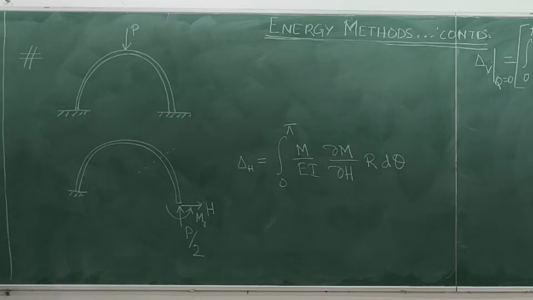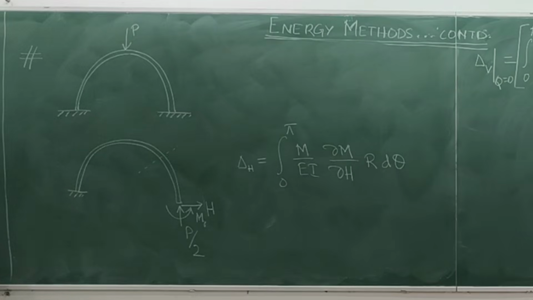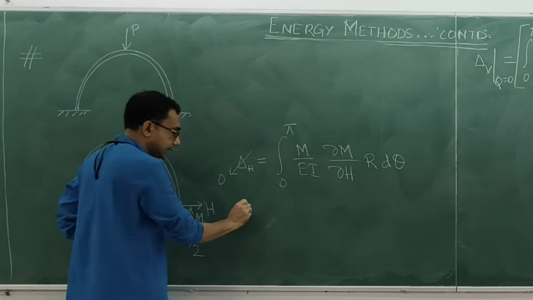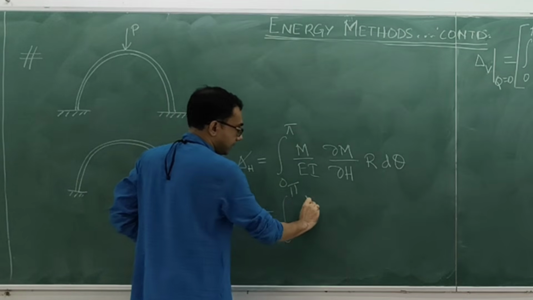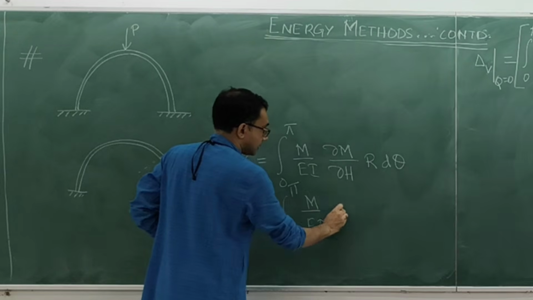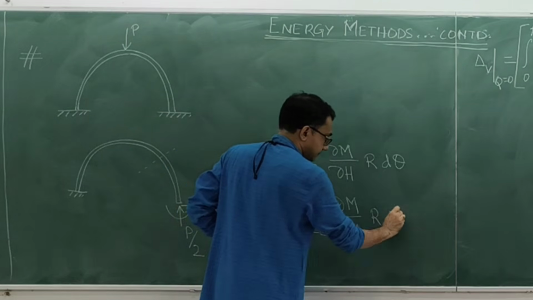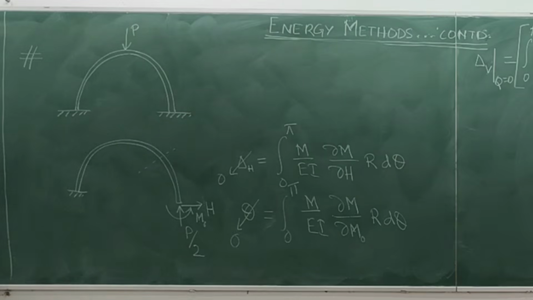But then you tell me, what is the solution now? Vertical you have already utilized, P by 2. What will you use? Angle. Very good, slope. So you have to put delta H equal to 0, and then you have to take this theta also: integral from 0 to pi of M by EI del M naught by del M naught R d theta, and then again this theta is 0. So whenever you have a fixed end, that thing will be equal to 0.